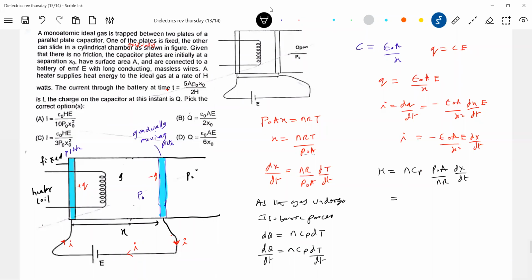Cp, what type of gas? Monatomic, no? 5R by 2. So 5 by 2 P naught A dx by dt. I into x squared epsilon naught A. What shall I write? The current through the battery at time t. How to bring that time in? At time t is equal to, I is the current.